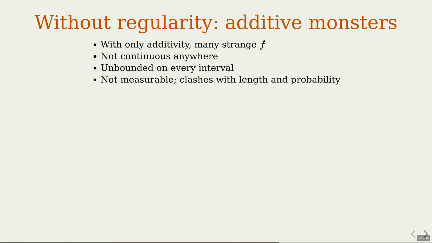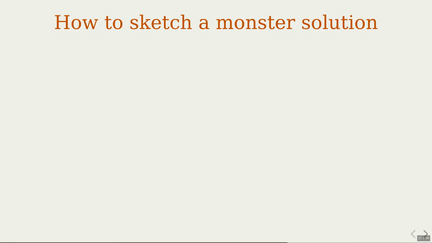Not measurable. Clashes with length and probability. These monster solutions cannot be written by any reasonable formula. They are more like a bizarre assignment of values to points that still happens to respect addition. Let us very briefly peek behind the curtain at how one might build such a monster, without going into full technical detail. I am curious about the idea, even if I do not see all the set theory behind it.